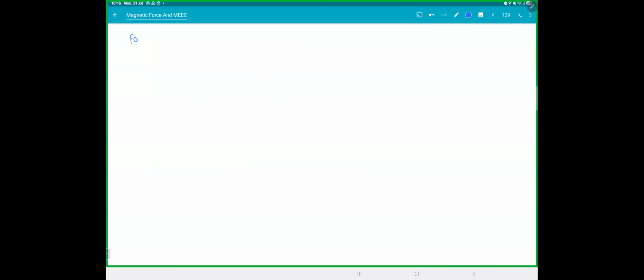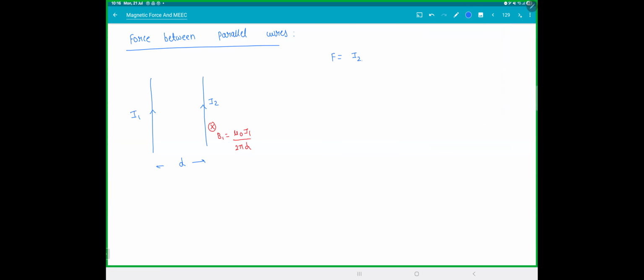force between parallel wires. This is easy. There's nothing there. If you have two current carrying wires, I1 and I2, and the distance is d between them, how do you find the force on each of them? You find the magnetic field due to one guy. So this will be the field due to one guy, which is mu naught I1 by 2 pi d. Then we use the force formula, F is equal to I dL cross B. That will be I2, this will be dL, and this will be B1.